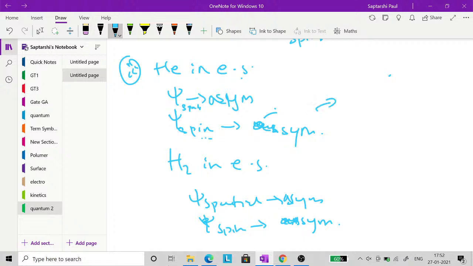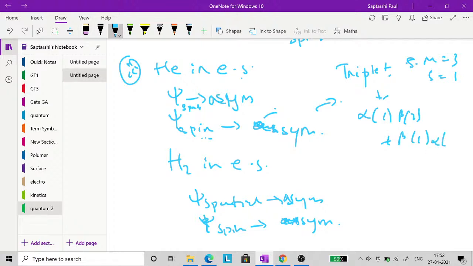And see, when the spin part is symmetric, we get the so-called triplet state, which has spin multiplicity 3, with spin 1. So for these we can have something like alpha 1 beta 2 plus beta 1 alpha 2. Previously the spin was 0 and spin multiplicity was 1. It was a singlet state when it was antisymmetric. But now it is symmetric, and that's why it's a triplet state. Okay.